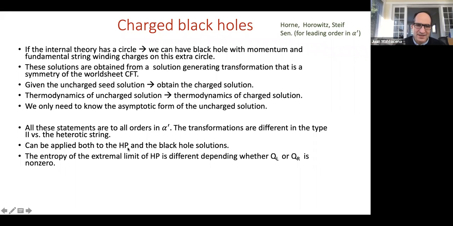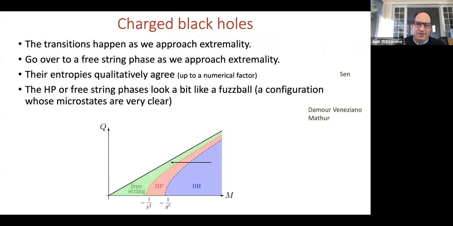You can get the entropies of this charged version of the HP solution. And of course, they agree with the entropies of strings that are near extremality and so on. So in particular, something that happens is that for this type of black hole, if you only apply the classical approximation, when you take their extremal limit, the size of the horizon goes to zero and the entropy is naively zero at extremality or very close to extremality.